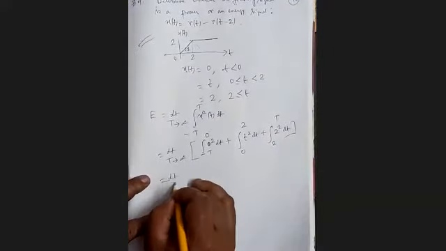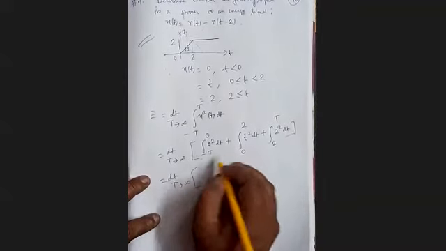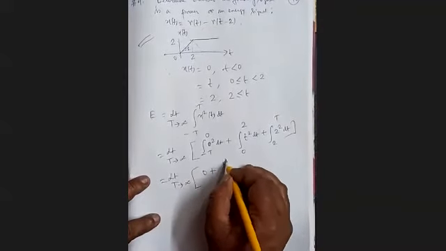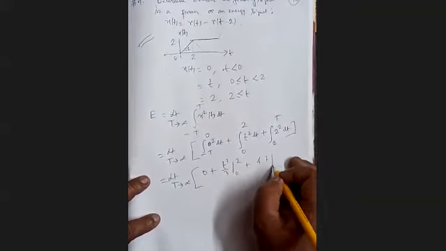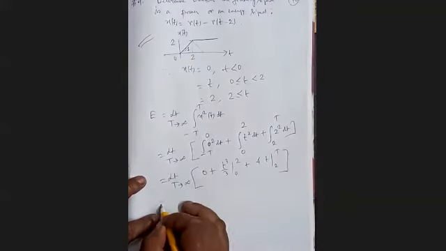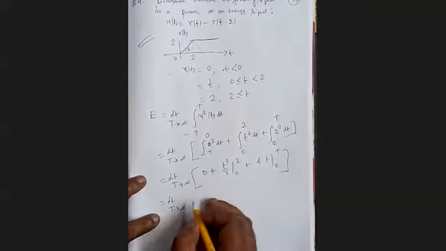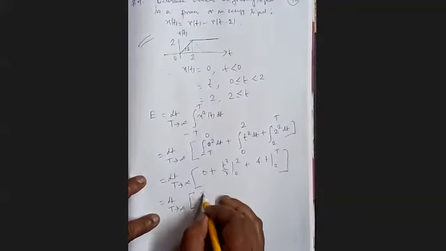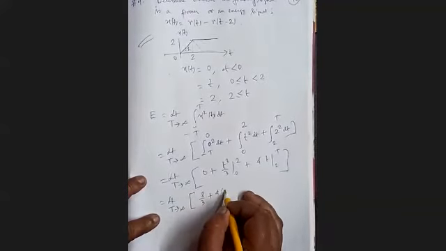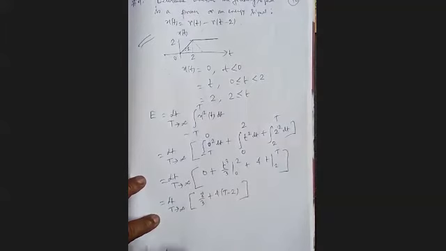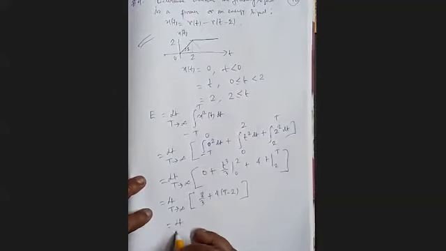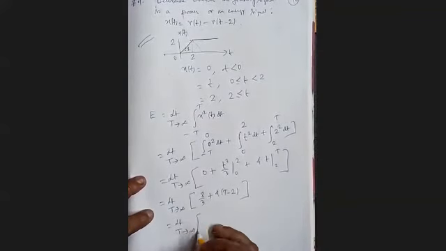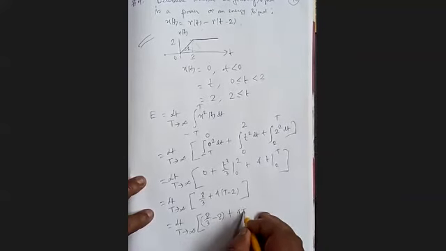So limit T tends to infinity, this is 0 plus t cube by 3, 0 to 2, plus 4 into t, 2 to capital T. Or this is 8 by 3 plus 4 into T minus 2. Or I write it better, it is 8 by 3 minus 8 plus 4 capital T.